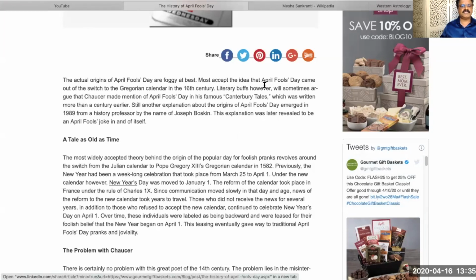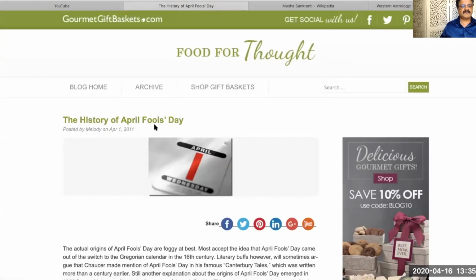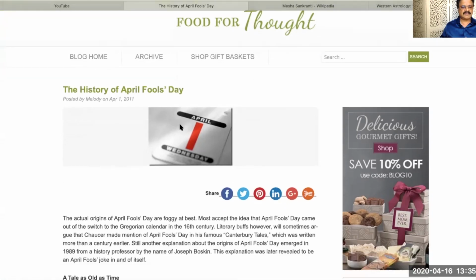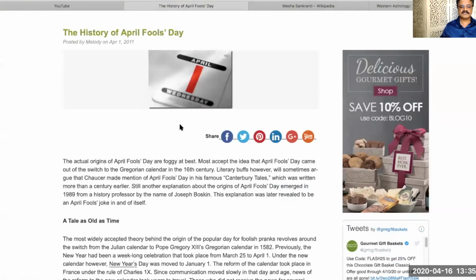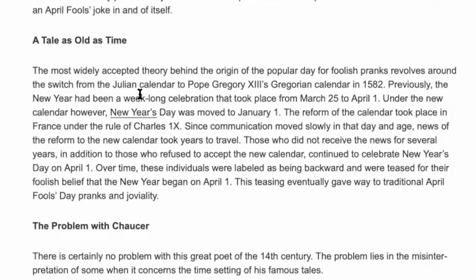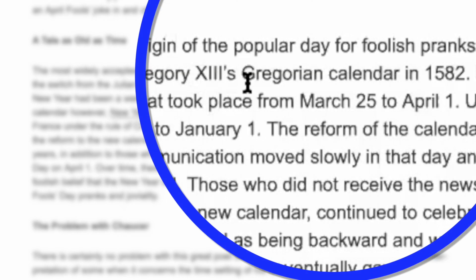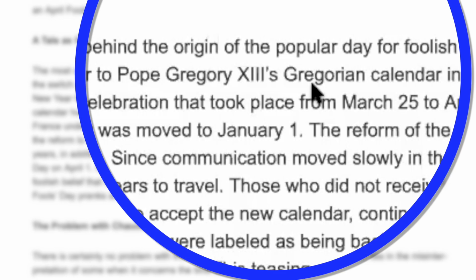Now, this is another page, the history of April Fool's Day. And once again, the link for this page has been provided in the description. You can read it at leisure. This is with reference to, did the Western people also follow a calendar that was similar to ours? So that's the point. So here we get to know that in the year 1582, Pope Gregory XIII introduced the calendar which we now follow as the Gregorian calendar. The international calendar right now is called the Gregorian calendar.